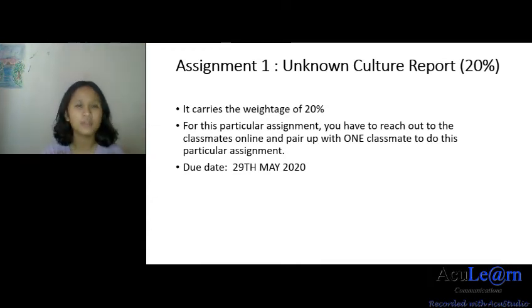and work together. That is why it is important for you to add me on Facebook. We will create a Facebook group, and with that Facebook group, it's much easier for you to pair up with each other and do this assignment one. The due date for assignment one will be 29th May 2020, and you must submit it via Times. I'll provide a section in Times for you to submit it, so it'll be much easier for everybody to submit, just a soft copy submission.